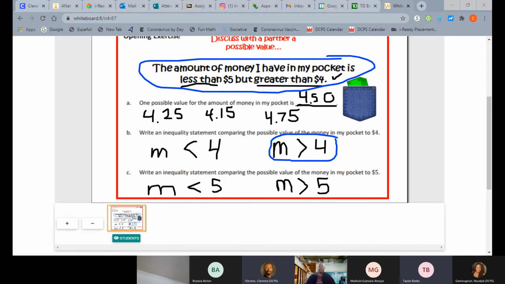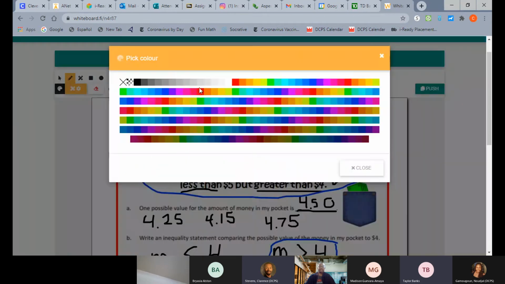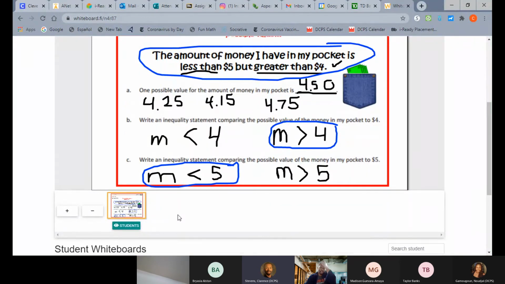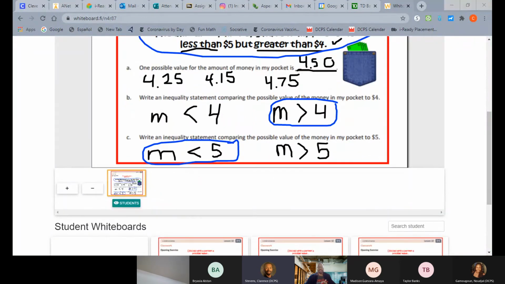She's Lindsay. She's ours. We're others. The one on the left. The one on the left. Very good. The one on the left, because it's showing that the money is less than 5, because we're looking at our inequality symbols.